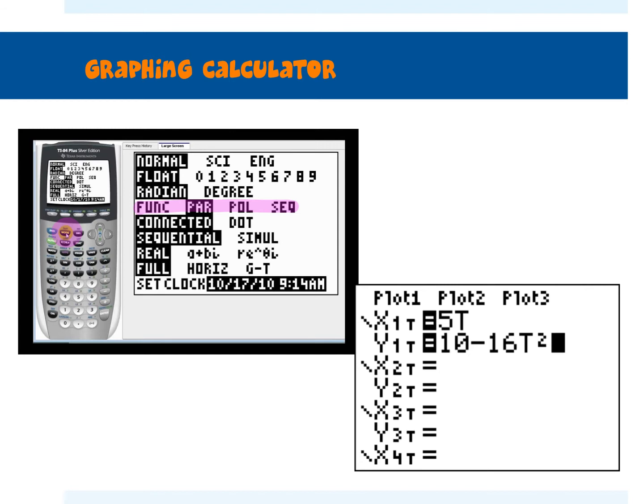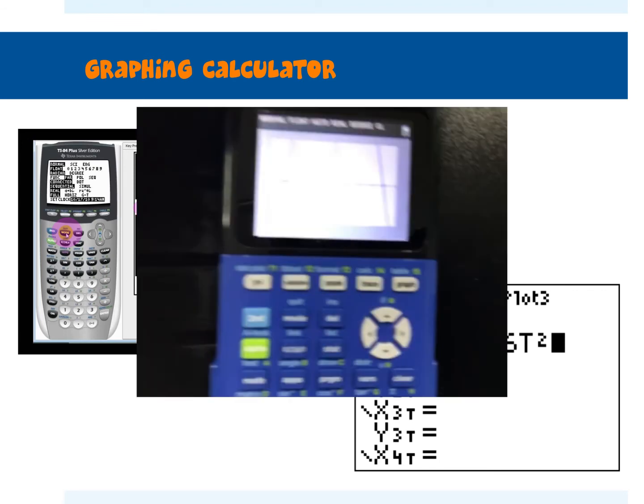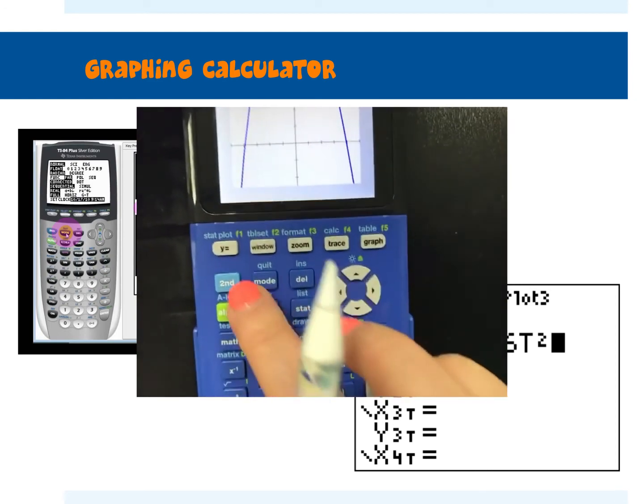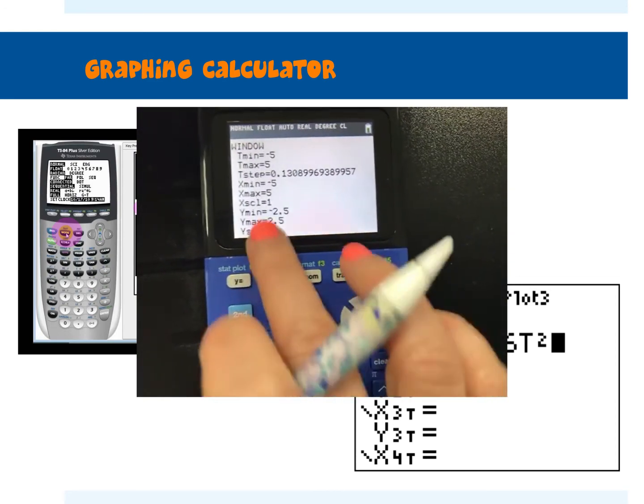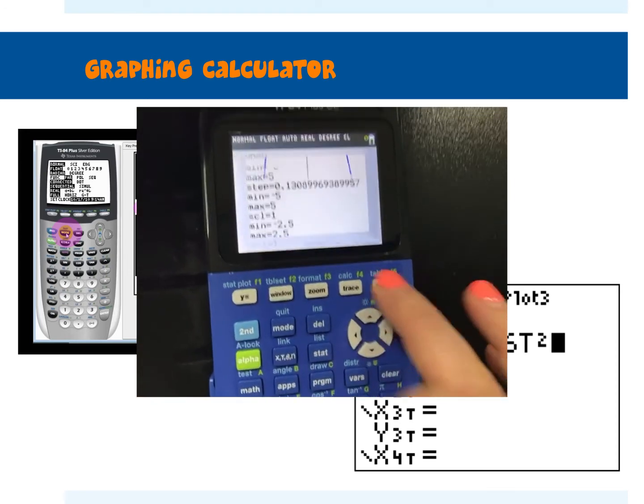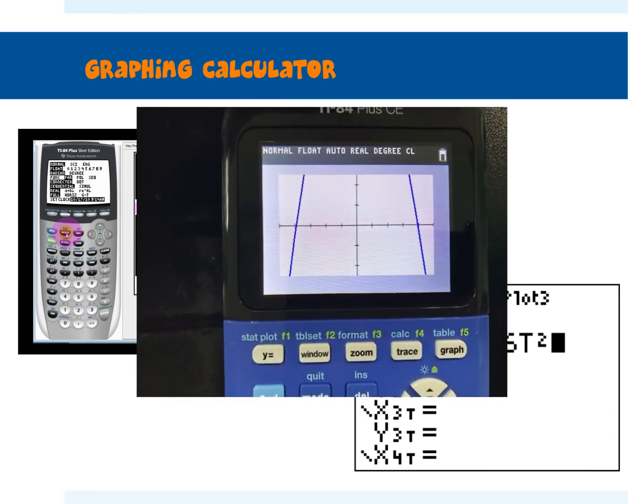And depending on your window, here, let me show you what mine looks like, is how you're going to get your graph. So when I first graphed it, my window went from like negative 2.5 to something, and again the x min, it was so small that I couldn't see my graph.